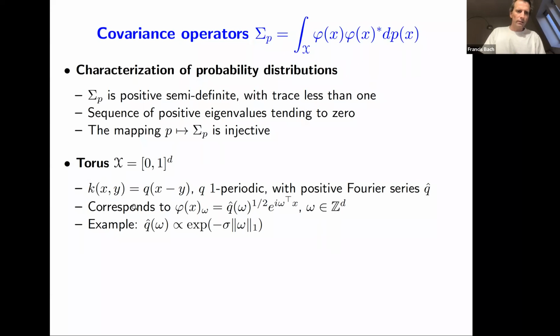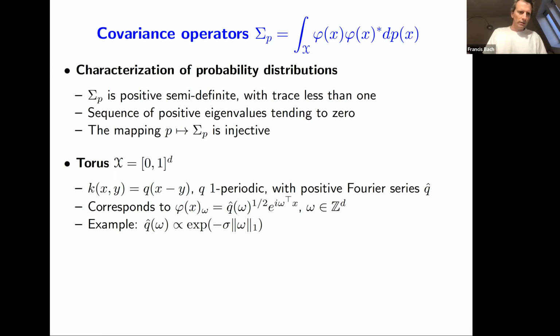If you take a kernel which is a translation-invariant function, dependent only on x minus y, where q is one-periodic, then you can show that you get a positive definite kernel if and only if the Fourier series is non-negative. With this, you can get an explicit feature map, which is an infinite-dimensional feature map indexed by the integer lattice, and you get all the Fourier features. A classical example in this respect is an exponentially decaying function. I'm not giving you the formula for Q here.